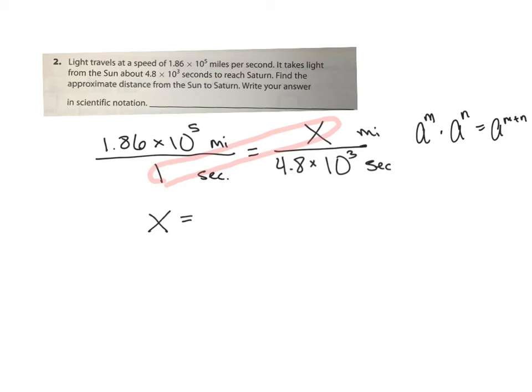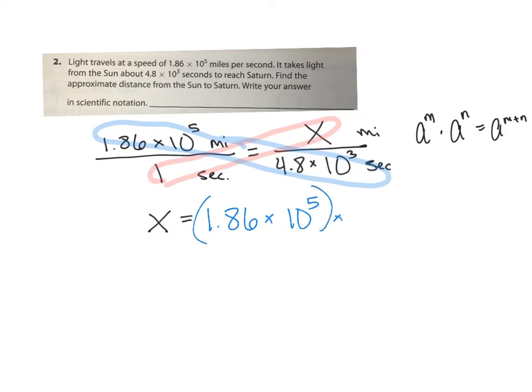And then 1.86 times 10 to the 5th times 4.8 times 10 to the 3rd, well, we'll have to calculate that, but let's write it down. I'm going to put those in parentheses for now. And recall that every operation is multiplication. Multiplication is commutative. I can move it around if that's the only operation that's there.